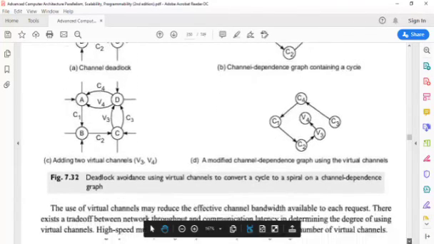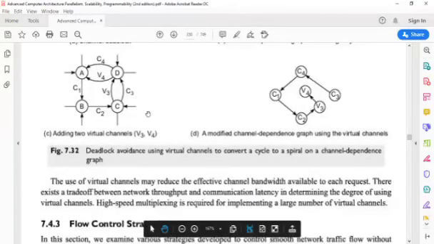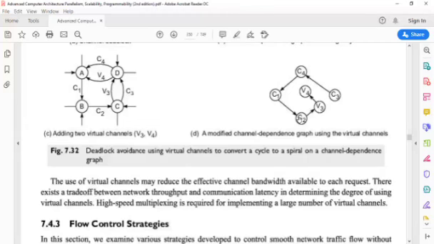The channel dependence graph for this deadlock avoidance is shown here. That is, C1, C2, and instead of C3, C2 uses the virtual channel V3, and V3 uses the virtual channel V4. Here the cycle breaks and the deadlock is avoided.